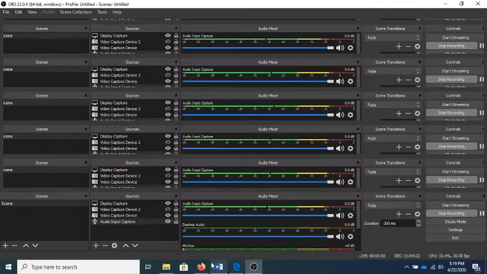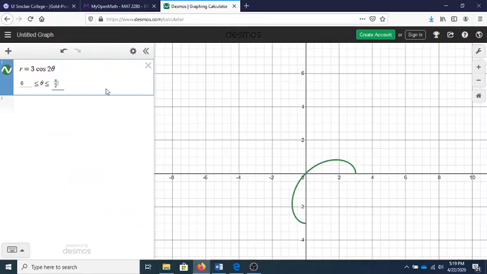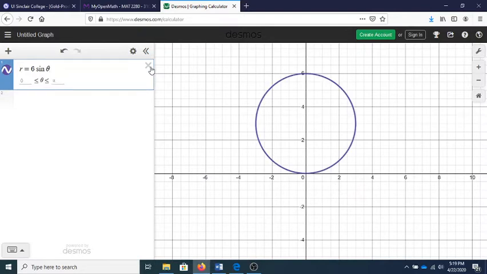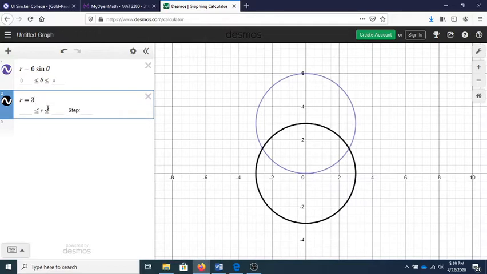Well, let us bop right over to Desmos and see if we can figure out what that looks like. r equals 6 sine theta. Alright, we looked at that one earlier. That's a circle centered at the point 0, 3. The other curve they gave us was r equals 3. r equals a constant in polar coordinates gives you a circle centered at the origin with that constant as its radius.